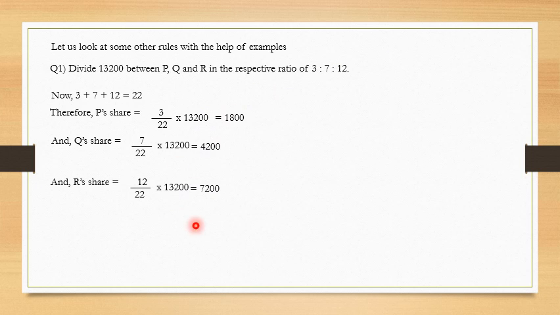Now when you add these three numbers, you get 13,200. And when you divide these three numbers, you get 3 is to 7 is to 12. So if you simplify 1800 is to 4200 is to 7200, the lowest form will be 3 is to 7 is to 12.